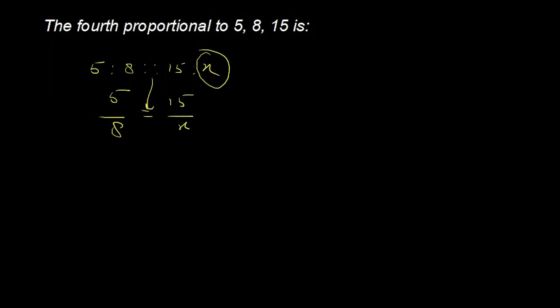The fourth proportional to 5, 8 and 15. So what is the fourth proportional? Let's write down 5 ratio 8 proportion 15 ratio x. So this is going to be the fourth proportional. Again, this type of problem is already done: 5 is to 8 proportion converted into equals, so this is 15 divided by x. So 15 into 8, 5 threes are 15, so x equals 24.